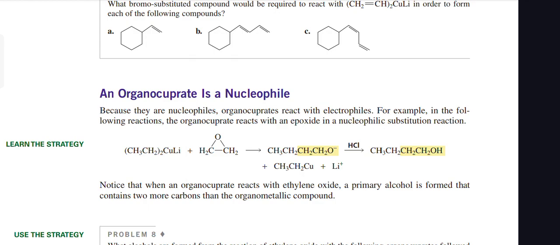For example, in the following reaction, the organocuprate reacts with an epoxide in a nucleophilic substitution reaction. Notice that when an organocuprate reacts with ethylene oxide, that means an epoxide, a primary alcohol is formed that contains two more carbons than the organometallic compound.